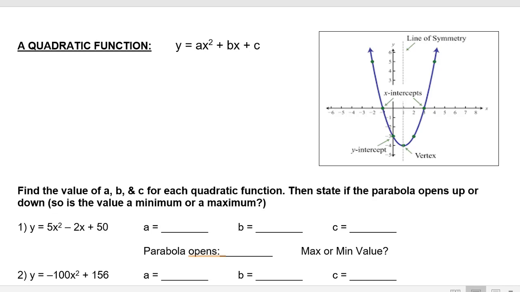All right, so to summarize this idea of our quadratic function, y is equal to ax squared plus bx plus c. That parabola will open up, be that smiley face, when your a value is greater than 0. When our a value is greater than 0, meaning positive, we'll have a minimum value.